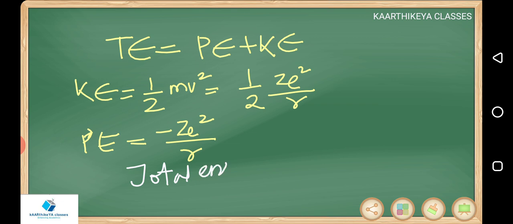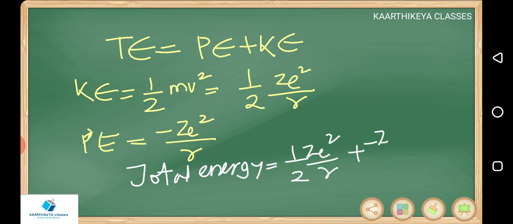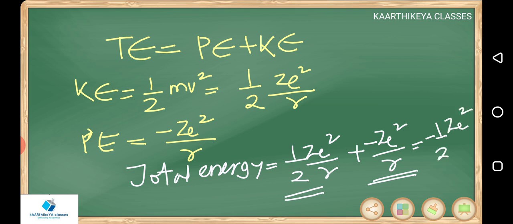Total energy is equal to the sum of potential energy plus kinetic energy. Kinetic energy is half Z square by r. Potential energy is minus Z square by r. So you can say this is minus 1, this is plus half, so it will be equal to minus half, beta, minus half of Z square by r. Kinetic energy is half Z square by r. Potential energy is minus 1. So total energy will be minus half Z square by r.